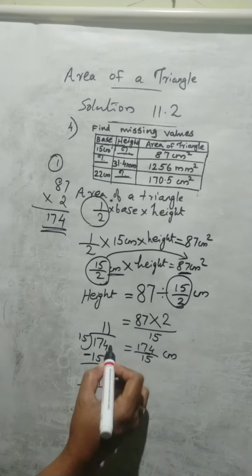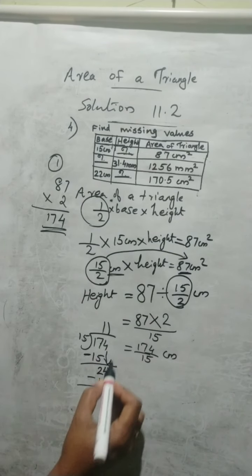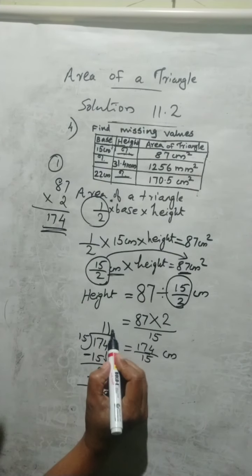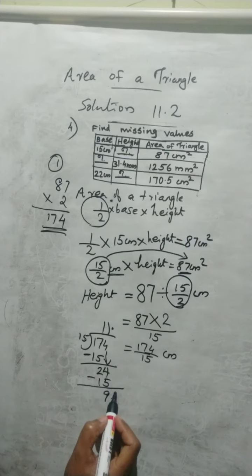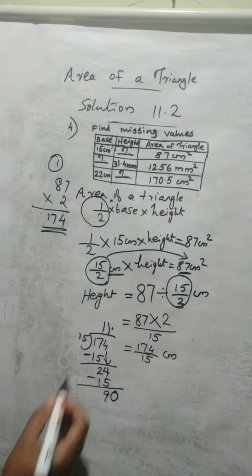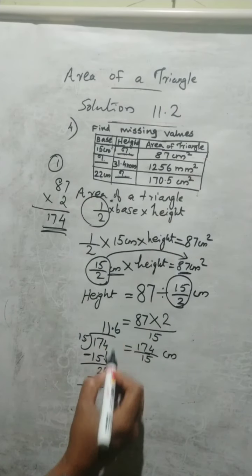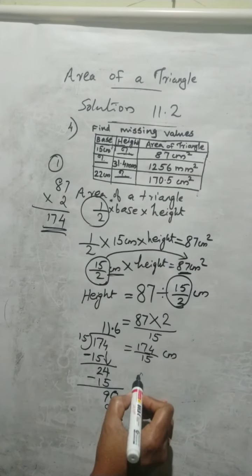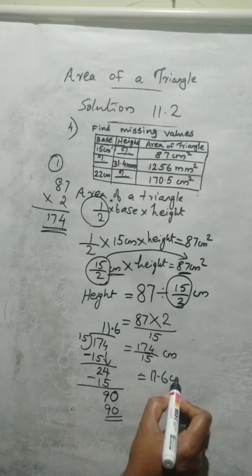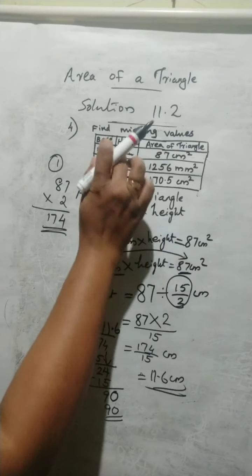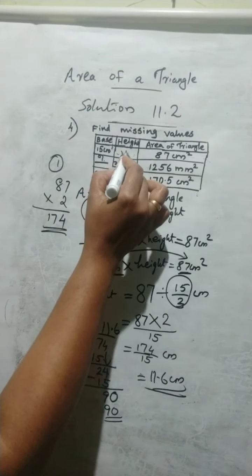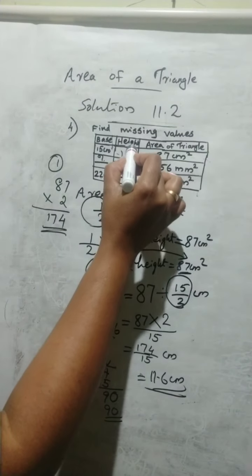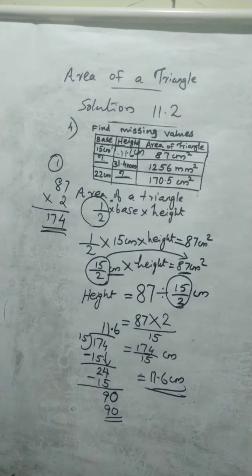Here there is no number to write down. So we can keep here a point, and at that time keep a 0. So 15 times 6 is equal to 90. 15 sixes are 90. So that is equal to 11.6 centimeter. So we can write here 11.6 centimeter. Clear for you?